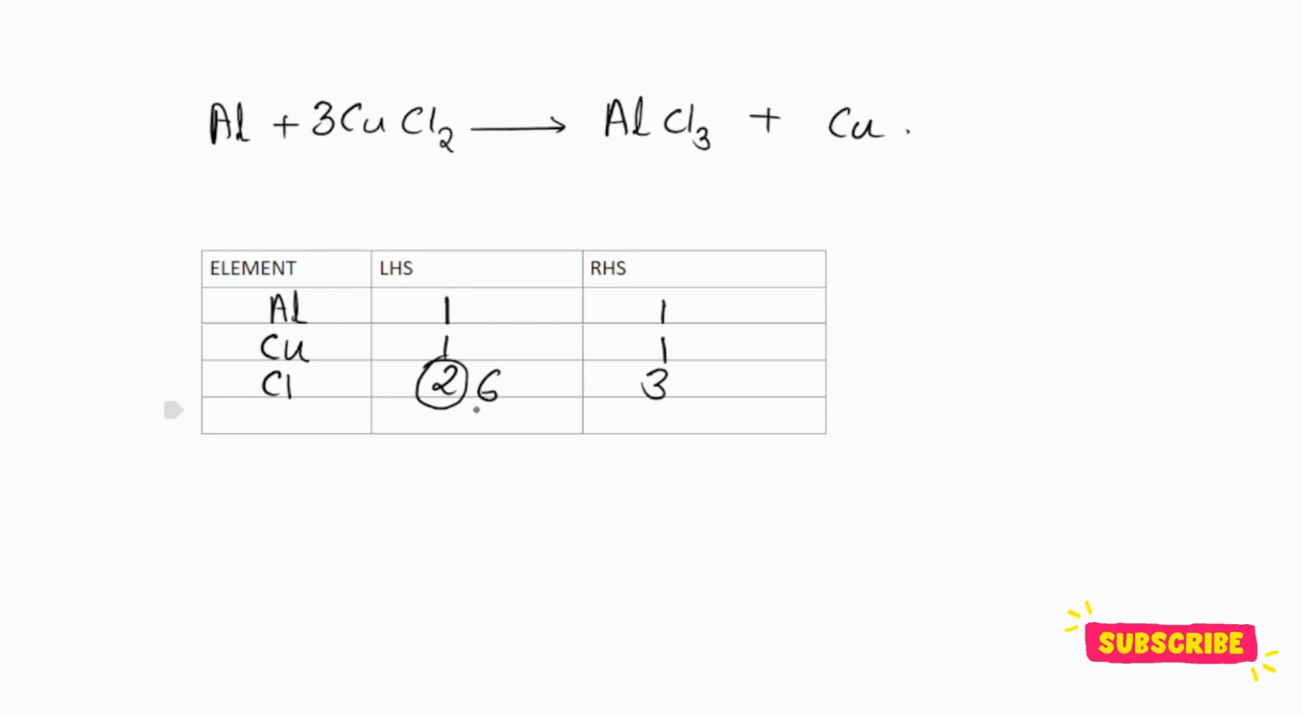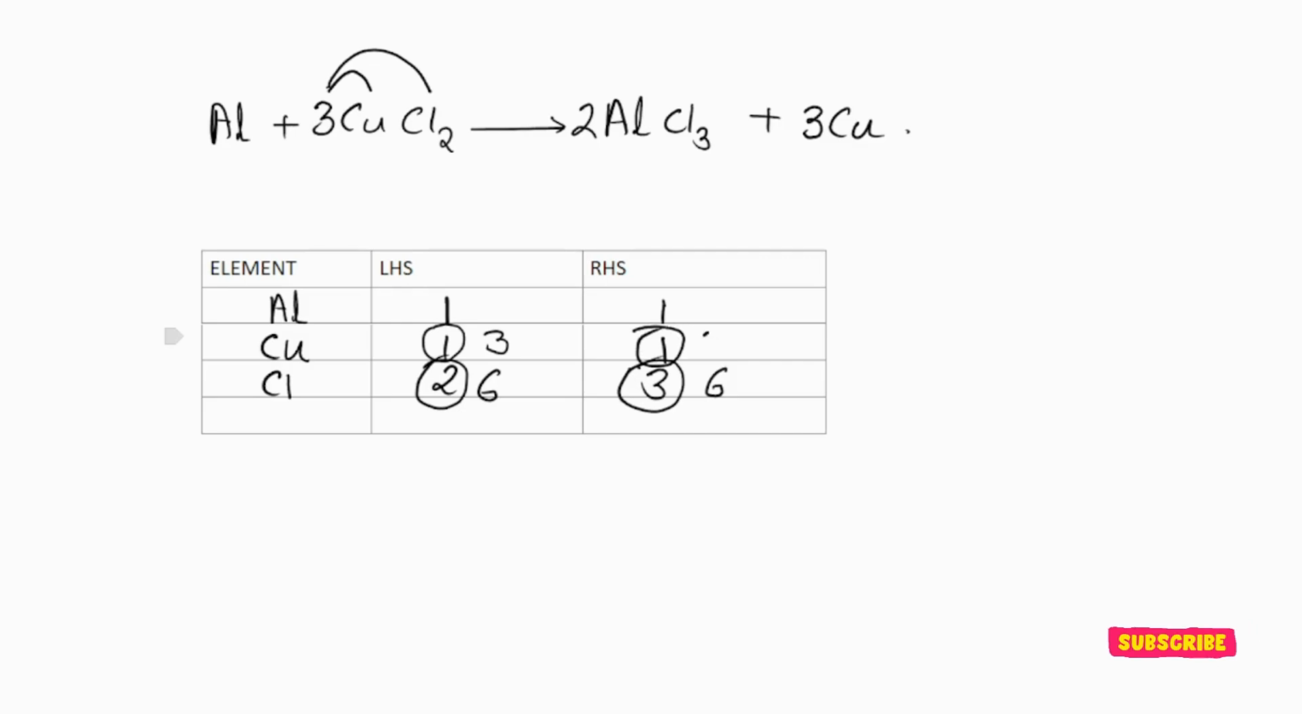The same thing I'll multiply here by 2. So on the right hand side I'll multiply this by 2 to get 6 here. So what I see, chlorine is balanced. The moment I put 3 in front of copper chloride, this 3 applies for both. So copper has become 3 now. So on the right hand side, I need to multiply this 1 into 3. So here it becomes 3.